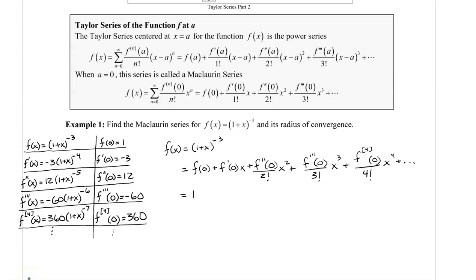So this will give us 1 minus 3x plus 12 over 2 factorial, which is 2, x squared, minus 60 over 3 factorial, which is 6, x to the third, plus 360 over 24, which is 4 factorial, x to the fourth, and so on. Now our goal is to come up with a pattern that's going to allow us to rewrite the function as a power series using summation notation.